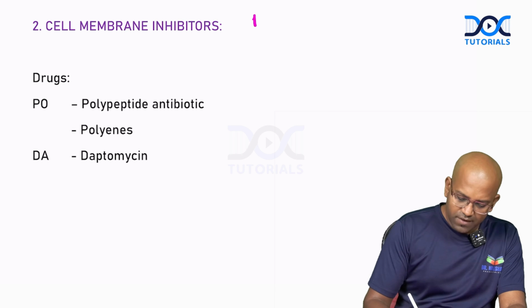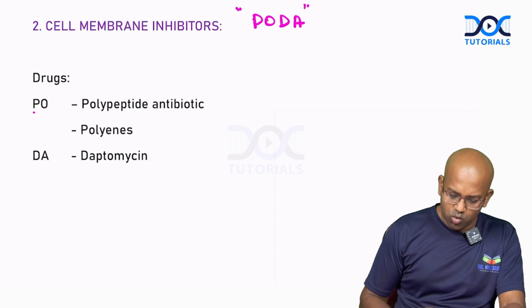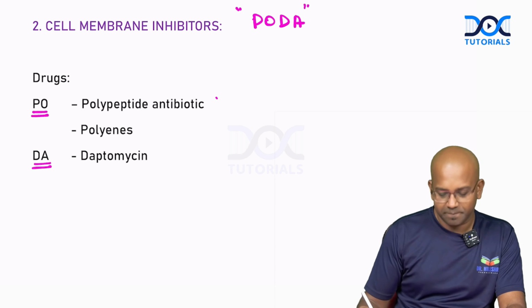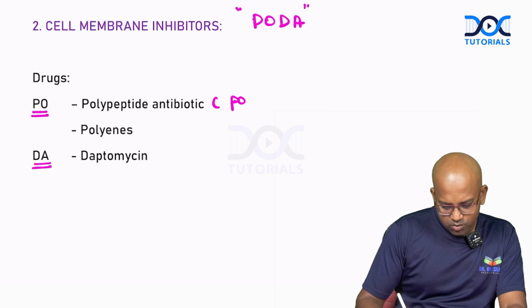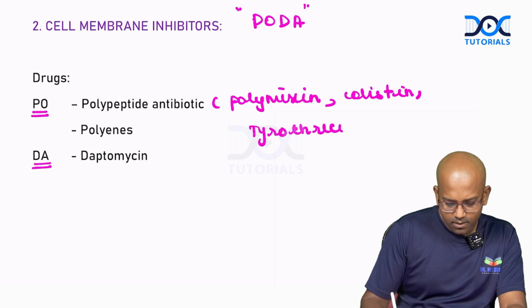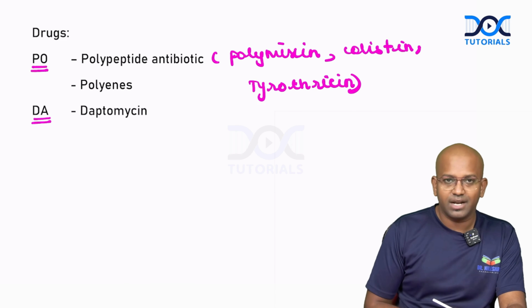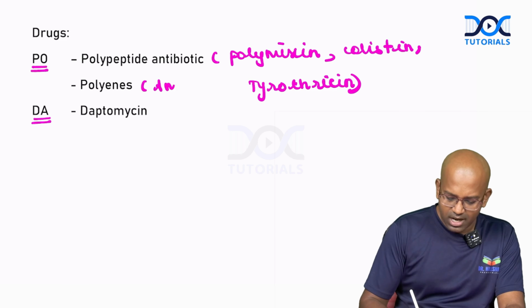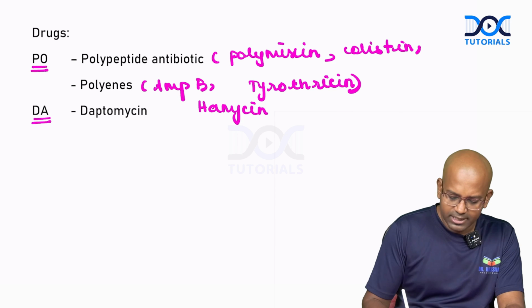Similar to that, we also have a mnemonic over here called PODA. PO stands for polypeptide antibiotics and polyenes, DA stands for daptomycin. Polypeptide antibiotics include polymyxin, colistin and tyrothricin. Polymyxin, colistin and tyrothricin, these three are polypeptide antibiotic agents, whereas polyenes are amphotericin B and hamycin.